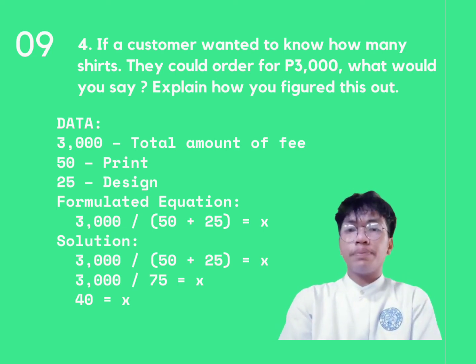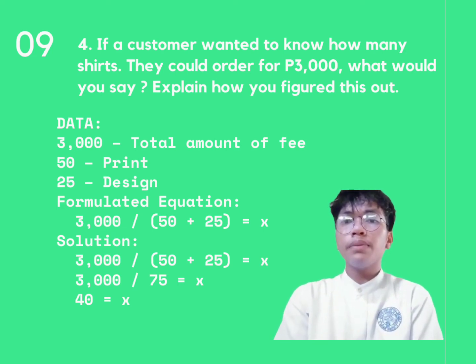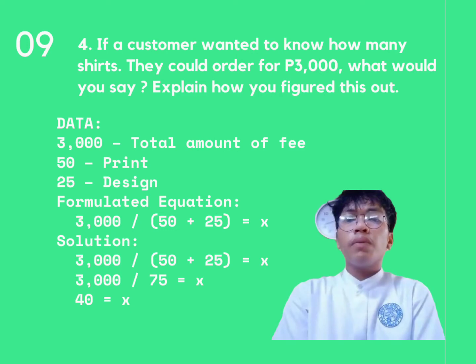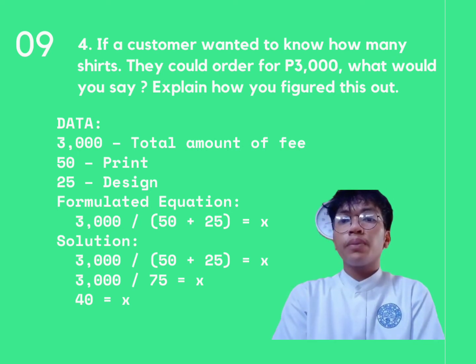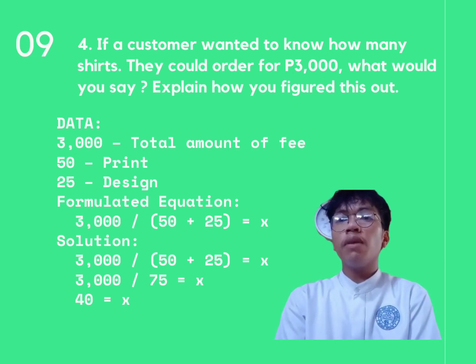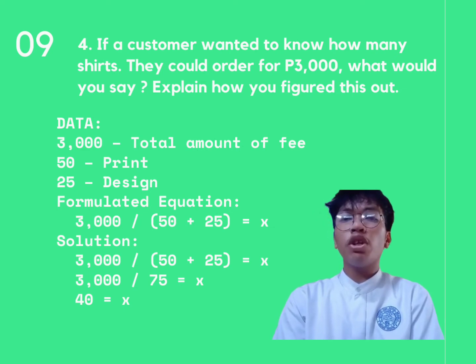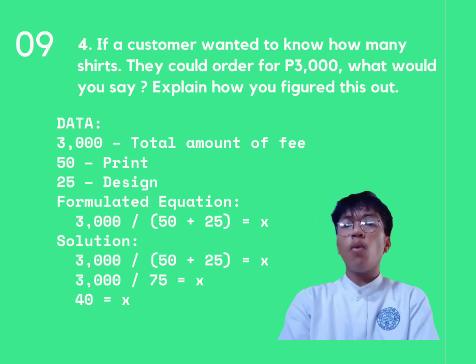Formulated equation: 3,000 divided by 50 plus 25 is equal to x. Solution: 3,000 divided by 50 plus 25 is equal to x. 50 plus 25 is 75. 3,000 divided by 75 is 40. So 40 is equal to x.